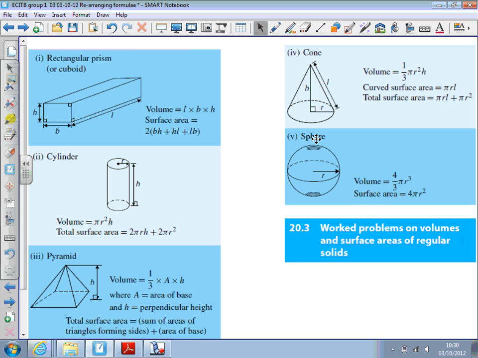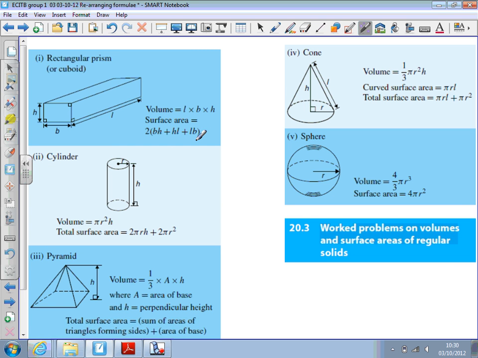So if we look at this first one, the volume, length times breadth times height, fairly straightforward, okay? The surface area, though, if we look at the formula for the surface area equals 2, open bracket, BH plus HL plus LB. Look at that for a second.